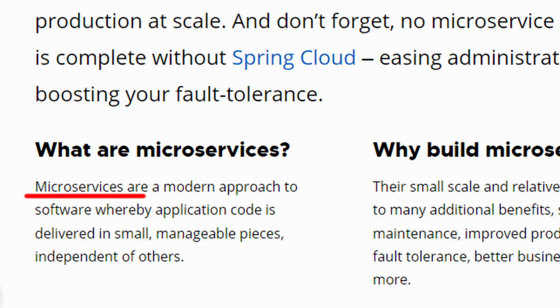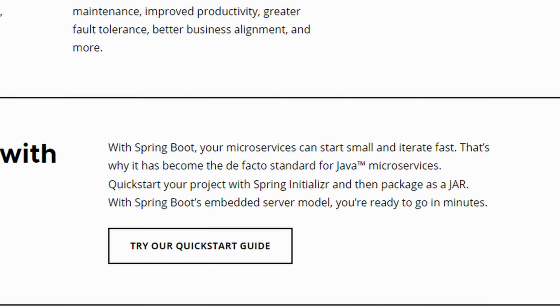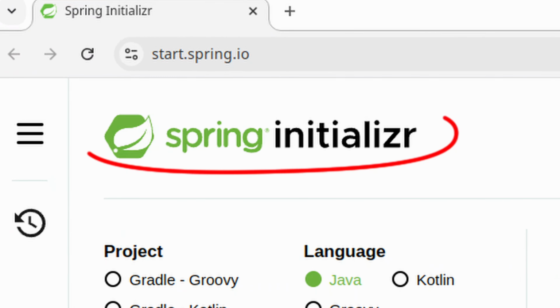Okay, now we know about the differences between microservices and monolithic applications. Let's take a closer look at Spring Microservices. The description of Spring Microservices is quite straightforward. Microservices are a modern approach to software, whereby application code is delivered in small, manageable pieces, independent of others. Also currently mentioned on the Spring website about microservices are several ways to build them, where Spring Boot is called the de facto standard for Java microservices, enabling you to quick start a microservice project using a pre-configured environment generated with a tool called Spring Initializr. Yep, not a typo. Spring Initializr with a Z directly followed by an R.